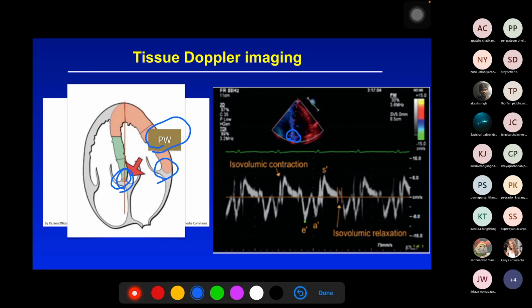You get this image. What does this image mean? This one is the S prime. S is systole, the tissue Doppler during systole. During diastole, it looks like the MV inflow. It shows the E prime and A prime waves. E prime is the early rapid filling, and A prime is the atrial kick.